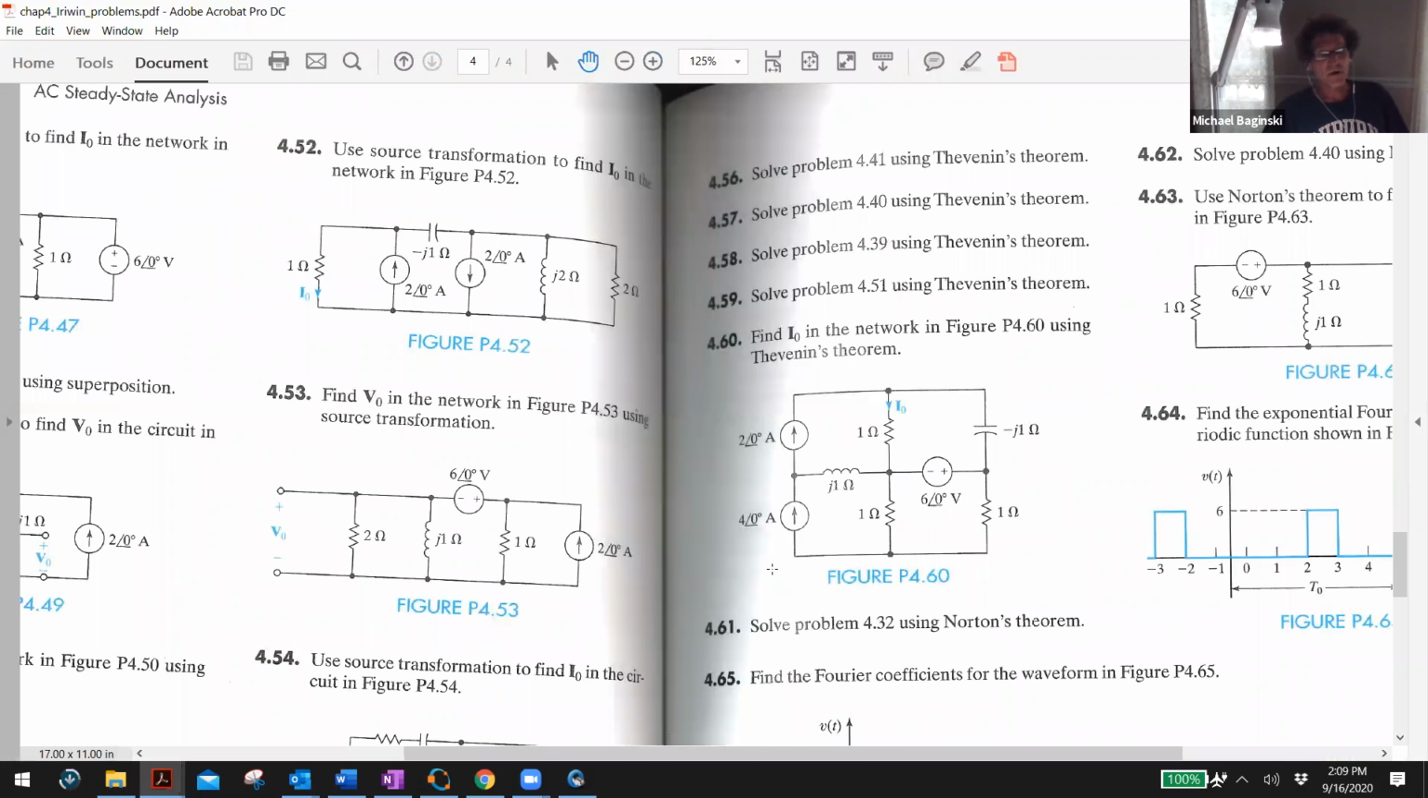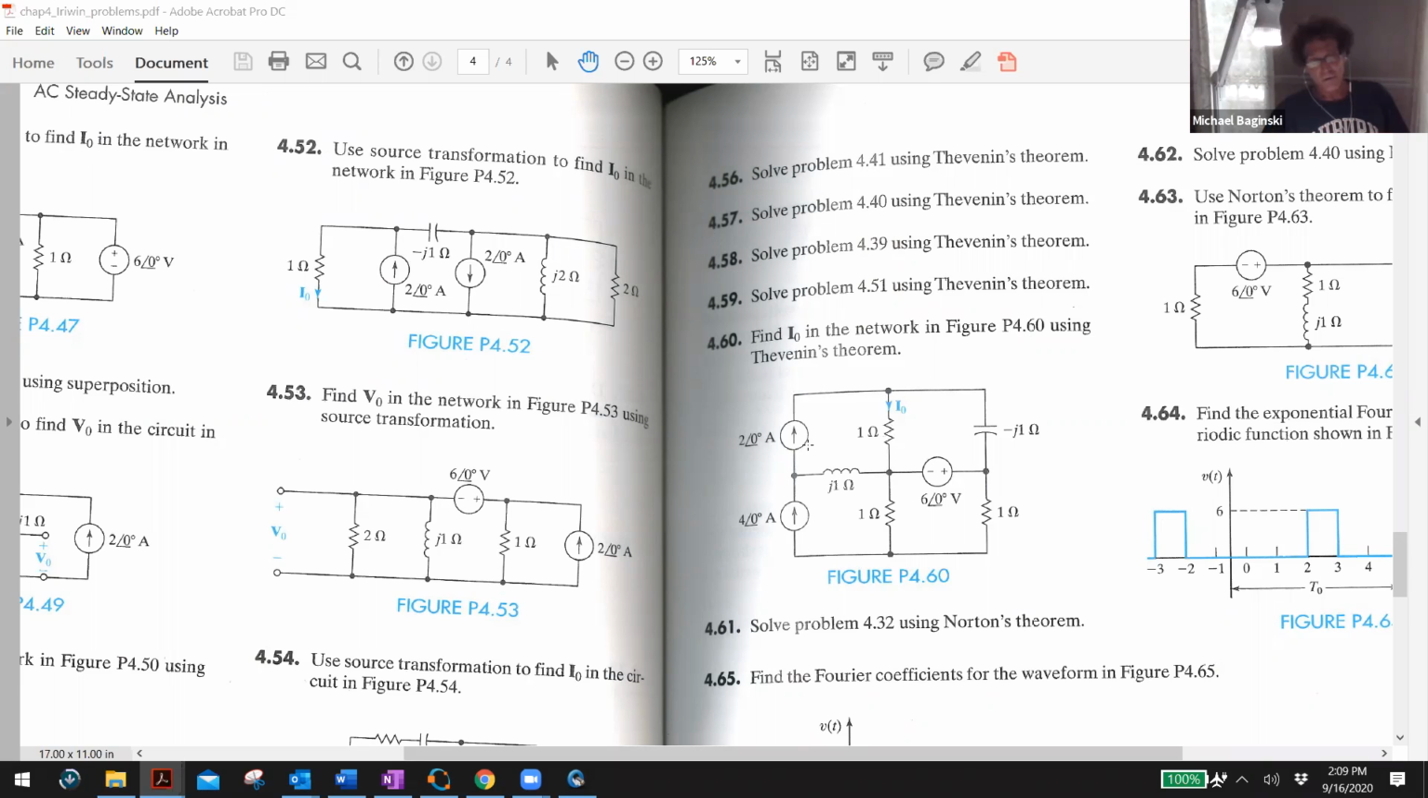Here's 4.60. Go ahead. When you were finding the voltage, the VOC, you got 6 minus j2. I don't super get how you got that. That's all right. Let me show you. I see the voltage source. First, you agree that the 1 ohm is the load. Rip it out of there. Can you imagine that?